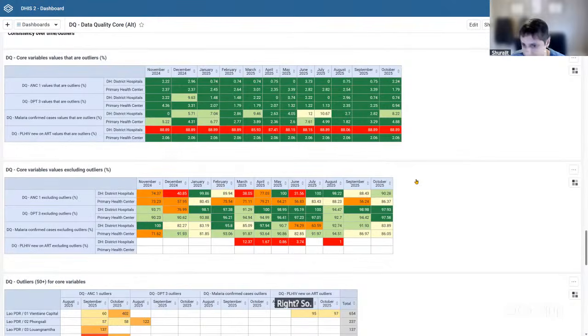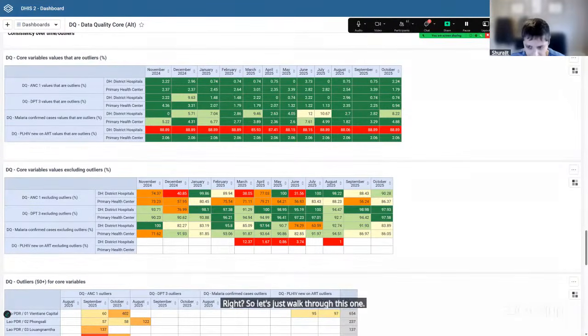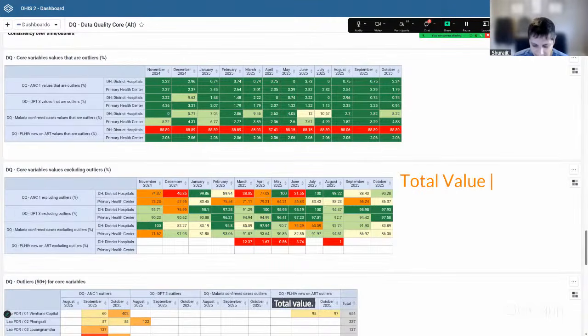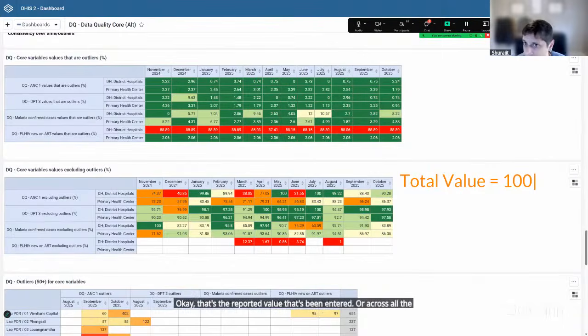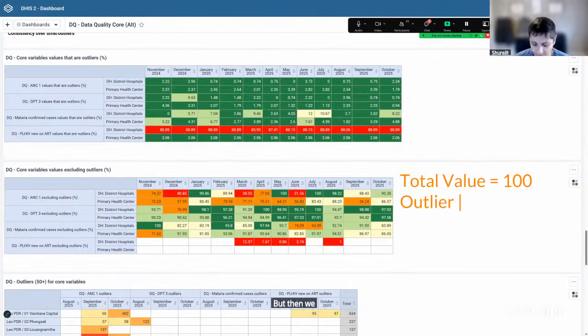So let's just walk through this one real quick. Okay, so let's say for a facility, our total value is 100, okay, for ANC1. That's the reported value that's been entered across all the organization units or reporting units that are reporting for this value, okay? But then we have an outlier of 25, okay?